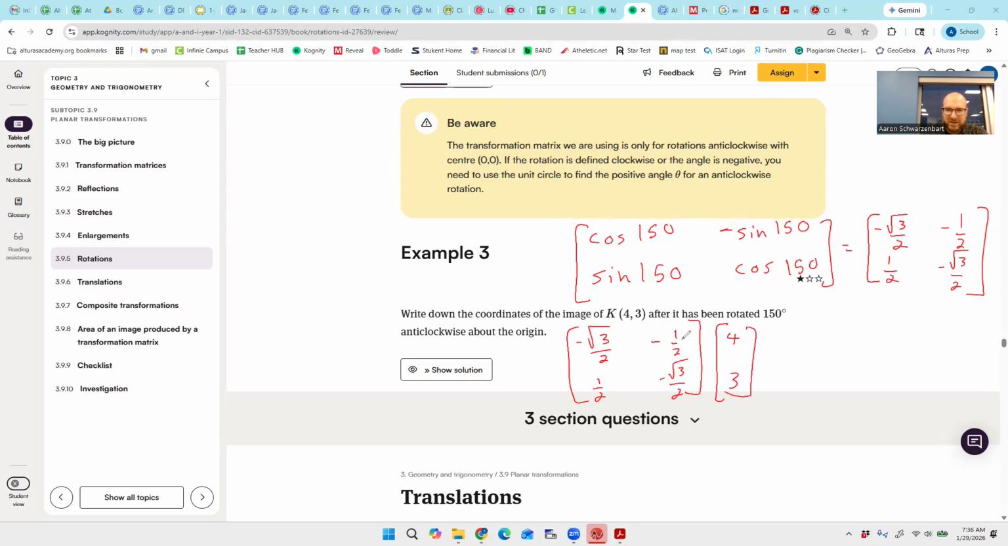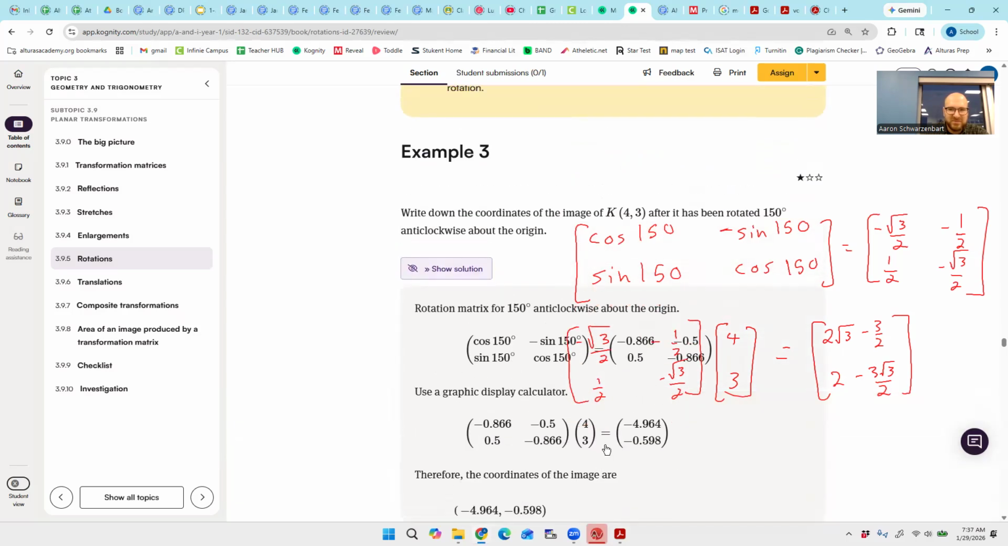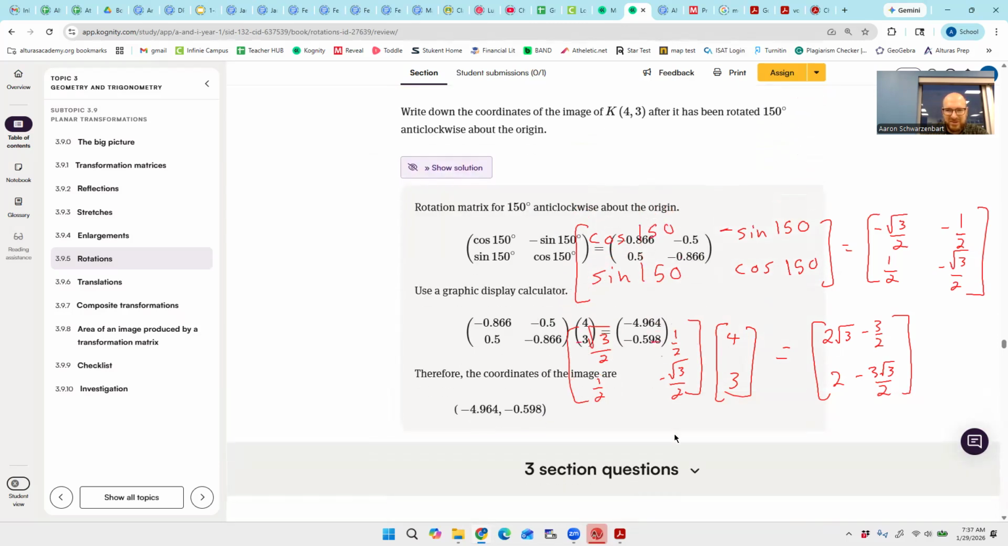So row 1 times column 1. Row 1: square root of 3 over 2 times 4 is 2 square root of 3 minus 3/2. Row 2 is 2 minus 3 square root 3 over 2. And that is our lovely transformation matrix. Oh, and they didn't give it an exact form. I'm a little disappointed in them.